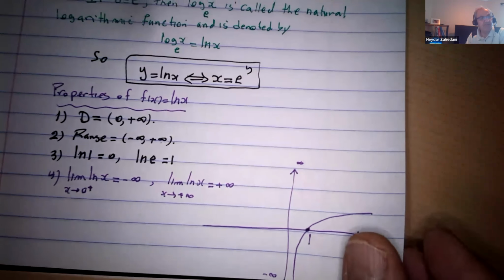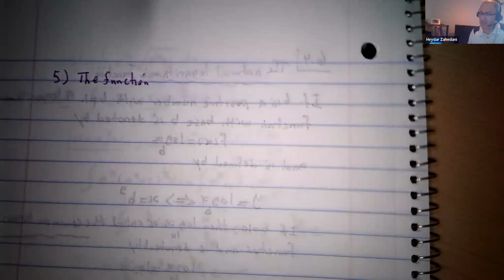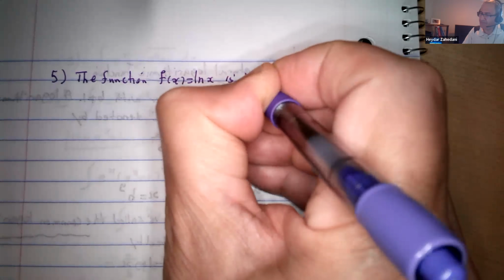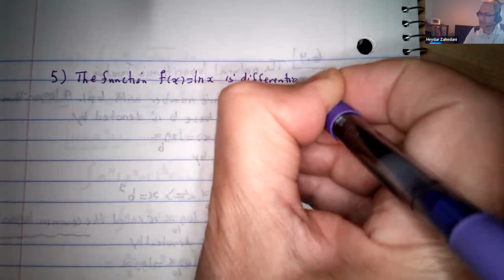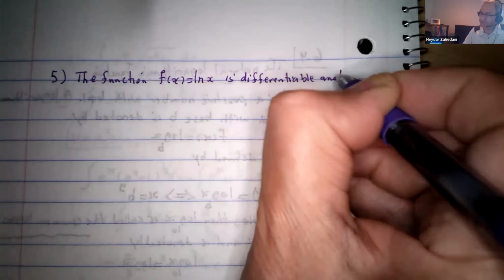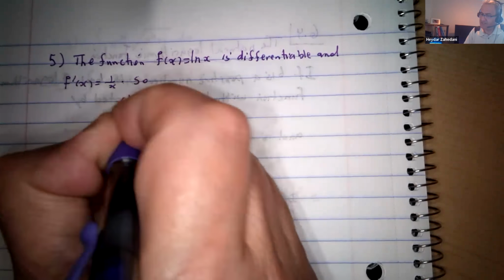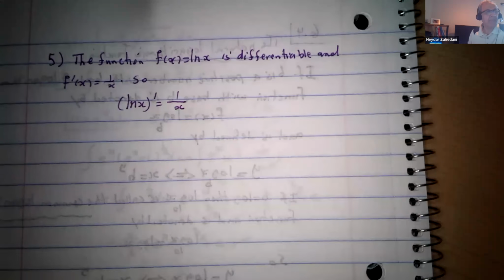Number 5 is the one that we are interested in. What's the derivative of this function? It's a very popular function for differentiation for the rest of the course. Let's say the function f of x equal to ln x is differentiable, and the derivative of this function is just 1 over x. So the formula to remember is that the derivative of ln x is 1 over x.